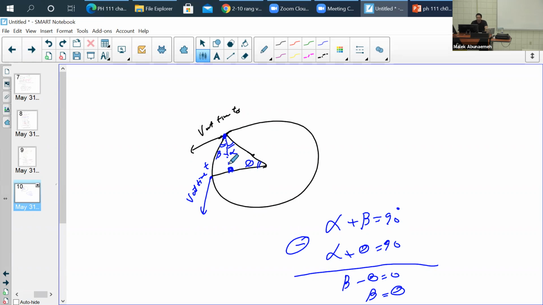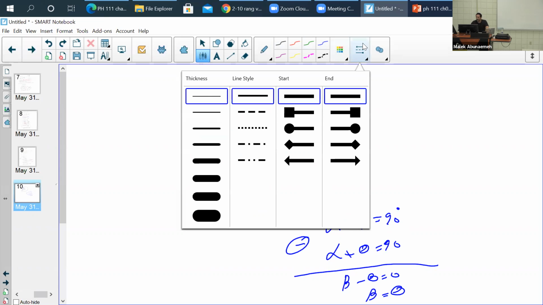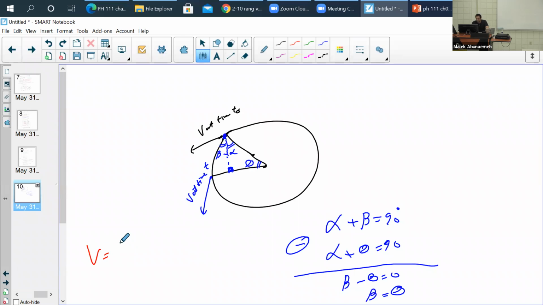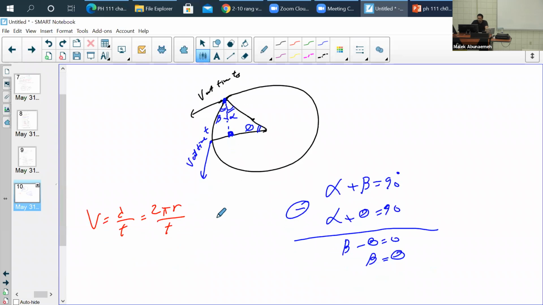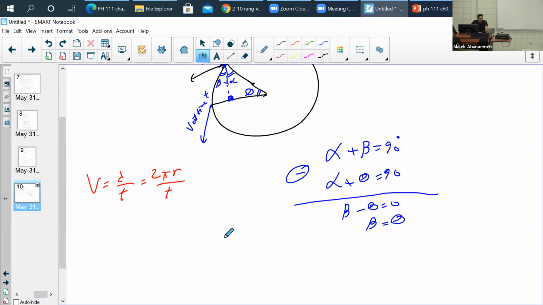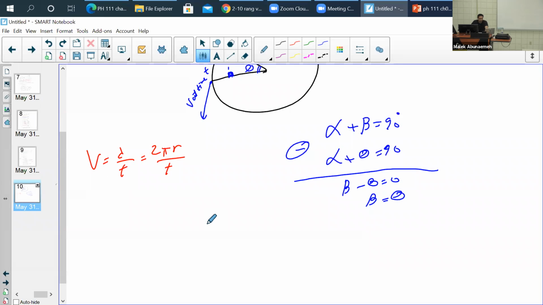Now, the velocity that is traveling is going to be your distance over your time. Your distance is going to be the circumference of the circle, so it'd be 2 pi r divided by your time, t. Let me go ahead and draw this one over here.